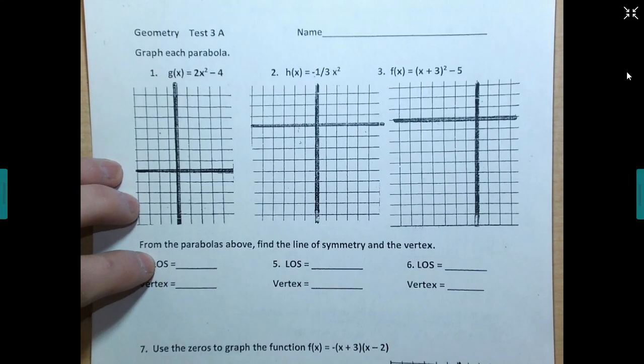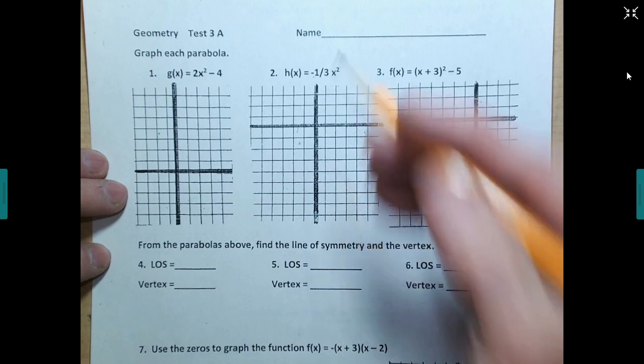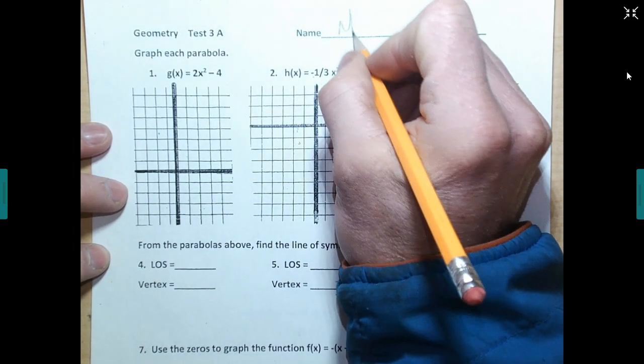All right, students. Hope you did well on test 3. Here are the corrections.